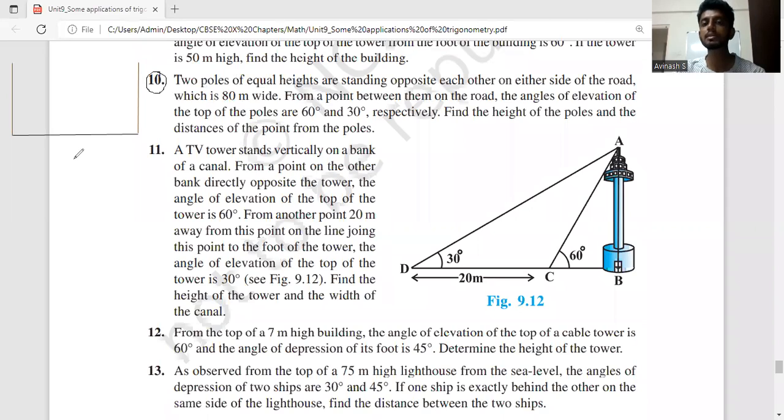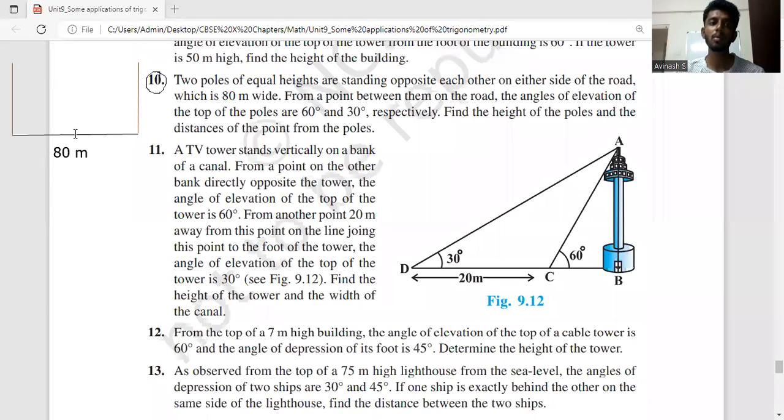both of which are of the same height, are standing opposite each other on either side of the road, which means this is the road. Imagine this is how the road is going. I hope you're able to understand. So this is how the road is going, and there are two poles on either side of the road. The road is 80 meters wide, which has been clearly given in the question. When they say 80 meters wide, they are talking about the road. Let me read the question once. Please observe. Two poles of equal heights are standing opposite each other on either side of the road, which is 80 meters wide.